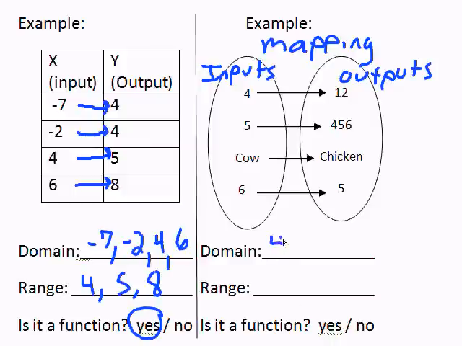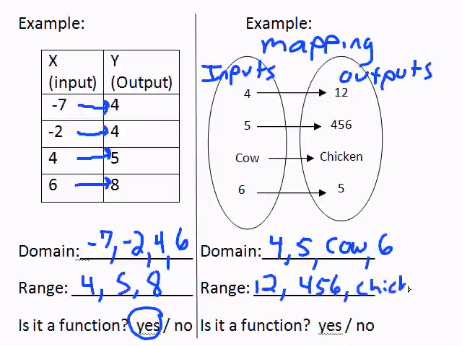Okay, your domain was 4, 5, cow, and 6. Your range was 12, the number 456, chicken, and 5. Is it a function? Do all of the numbers on the left go to just one number on the right? Well, yeah, 4 goes to 12, 5 to 456, cow goes to chicken, and 6 goes to 5. So is it a function? Yes. Y'all, something can be a function even if it doesn't make a lot of sense. It's just a word that means everything you put in, you better get only one thing out.